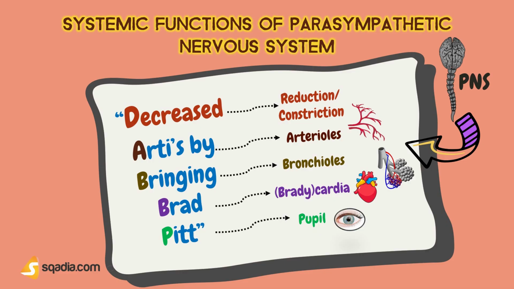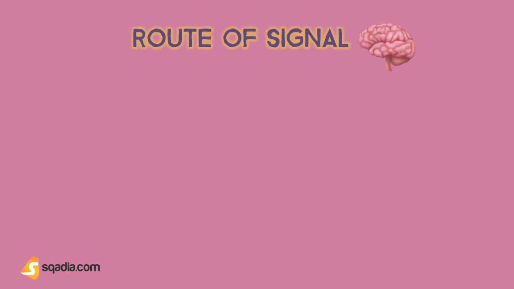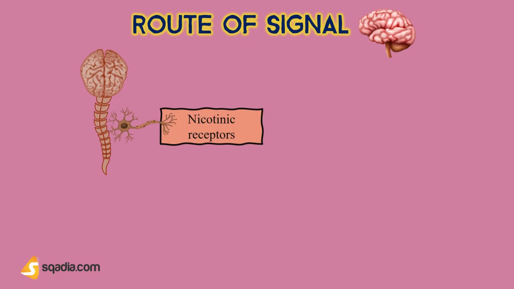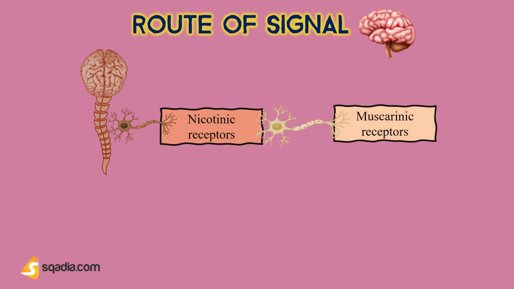Now, the next mnemonic is about the route of signal from the nervous system. Here, from the central nervous system, the first stop for all nerves is always nicotinic receptors. After that, all parasympathetic neuroeffector junctions are muscarinic. Thus, the final stop is always muscarinic.